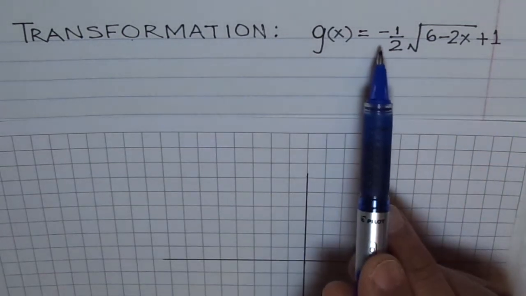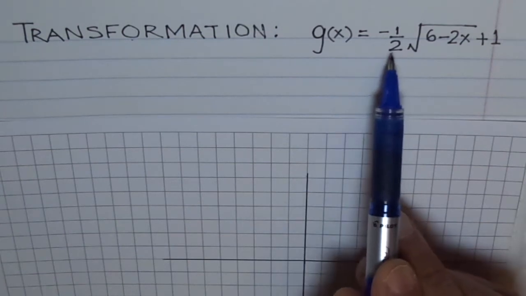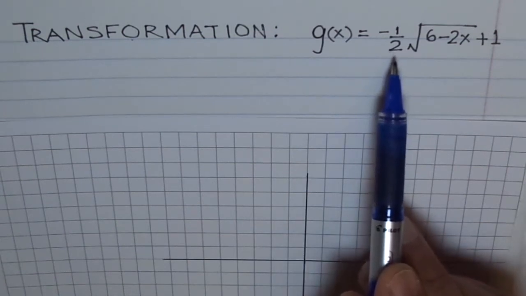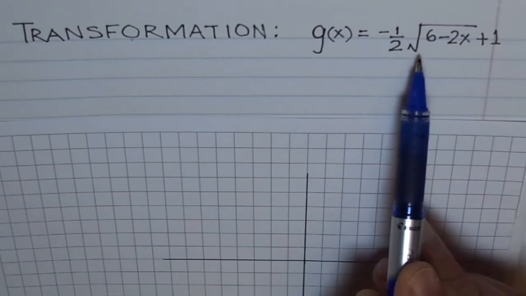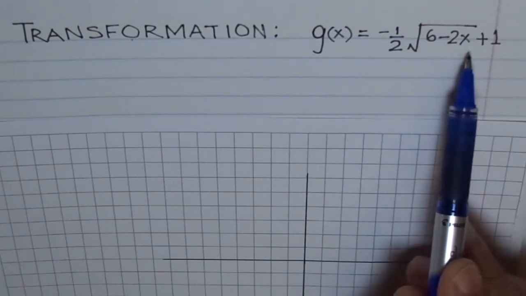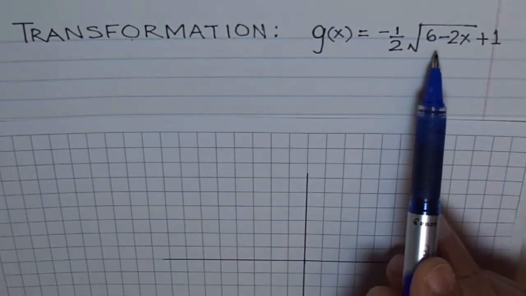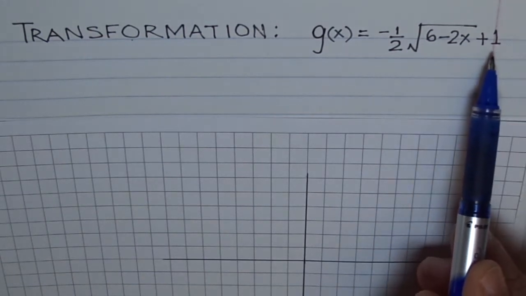This is vertically reflect on x-axis. It is vertical compression by a factor of half. And inside, we just don't know exactly what it is. We need to factor this out. And this is vertically translate 1 unit up.